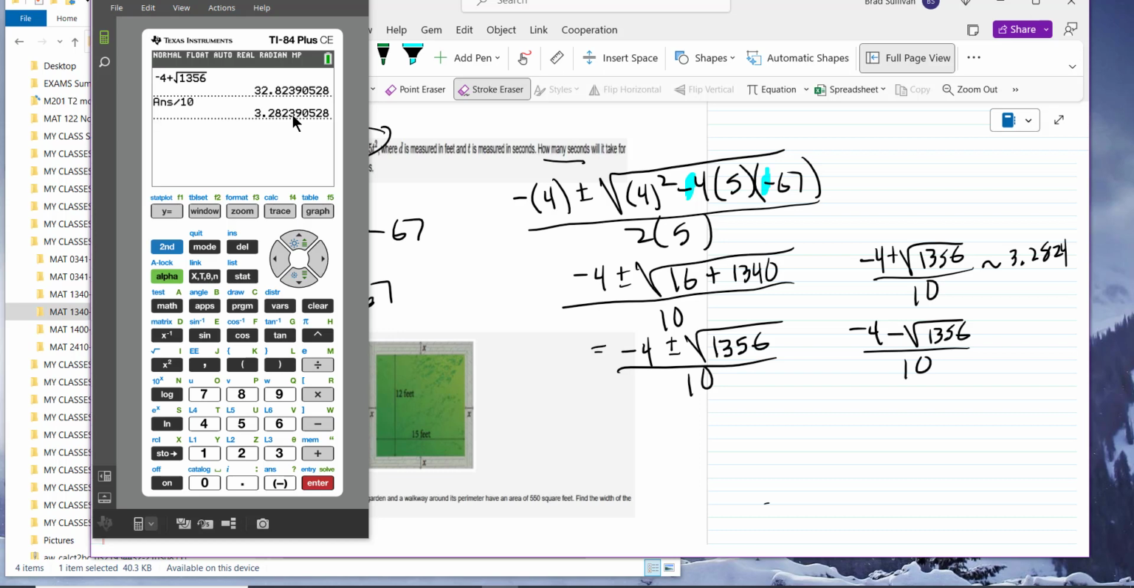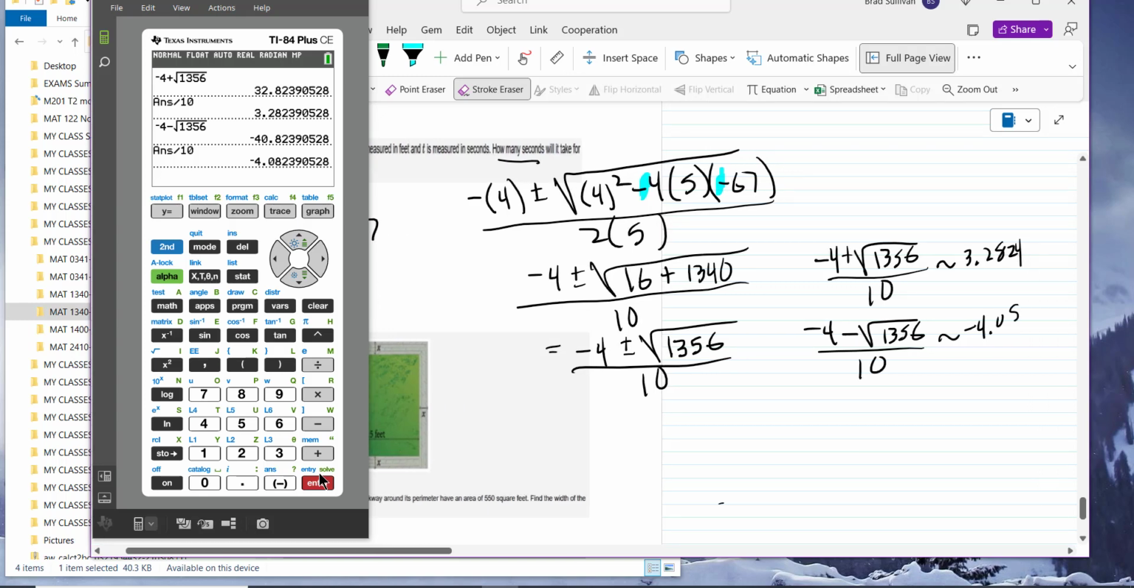Yes, and you're thinking ahead, and that's fine. Though what I'm going to get on the next one is a negative answer. If I put the next one in, -4 minus the square root of 1356, you get an answer there, and you divide that by 10. The quadratic formula is giving you an answer of -0.4824.